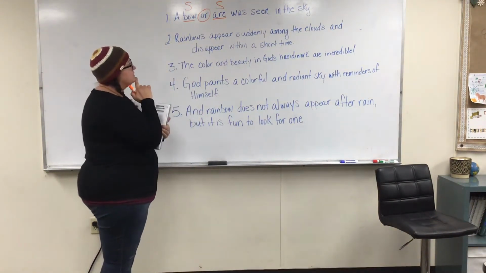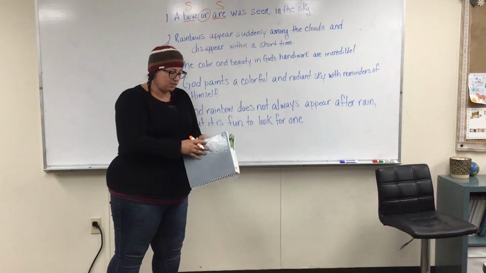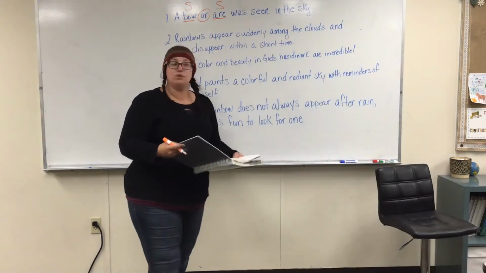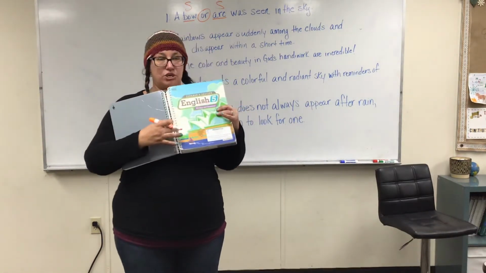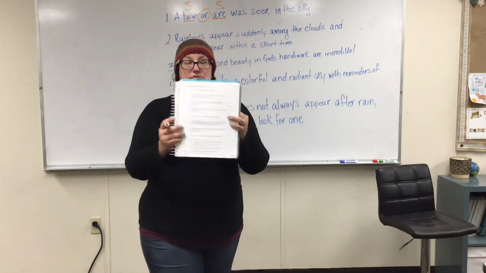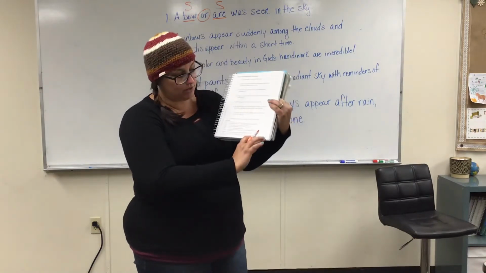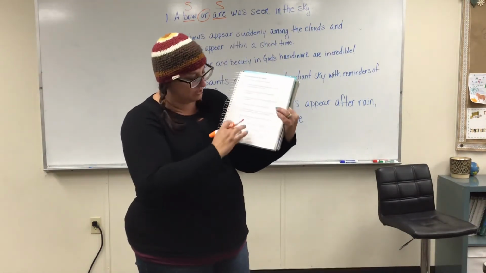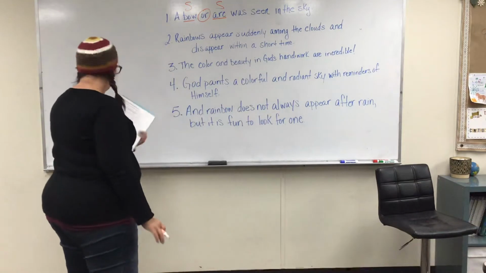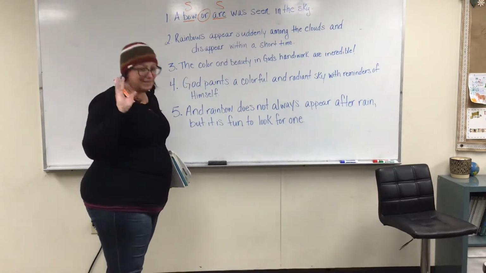Number 2, rainbows appear suddenly among the clouds and disappear within a short time. By the way, you guys, sorry to skip, but if you want to ask your parents to show you in the back of the teacher's edition, a lot of these sentences are in the back of the teacher's edition. They tell you it's like S103 is the page, and so this kind of helps too if you want to follow along, all right? It's kind of weird being in here without you guys, let me just tell you.